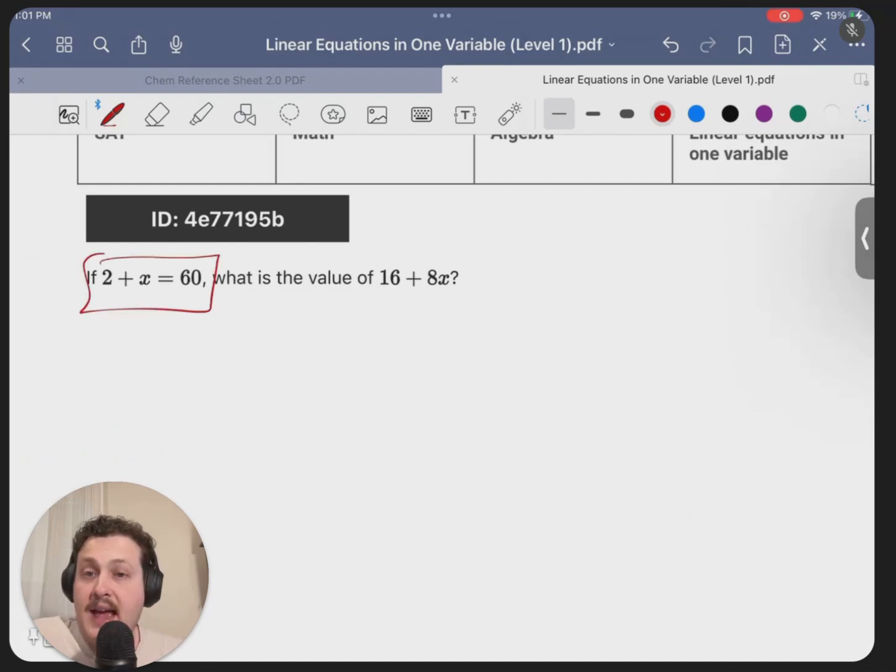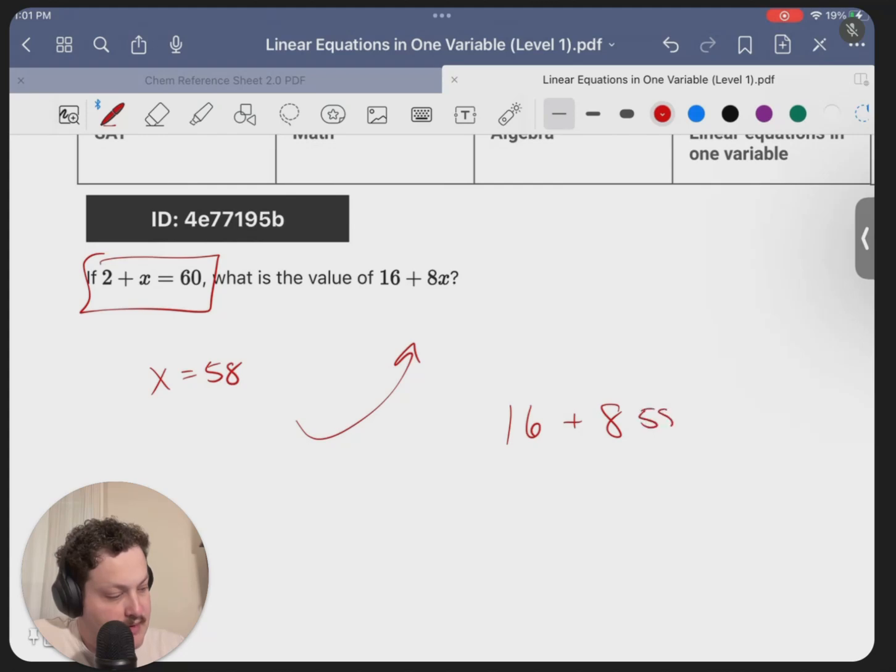Let's isolate x, figure out what it equals, then plug it into here. Well, x is equal to 58. Cool. Plug it in there. 16 plus 8 times 58. We should get a fairly large number. 16 plus 8 times 58. I get 480.